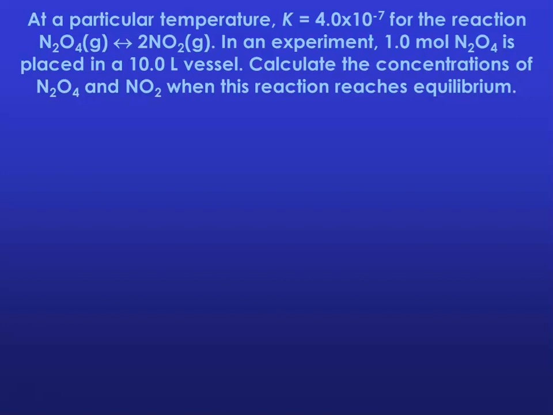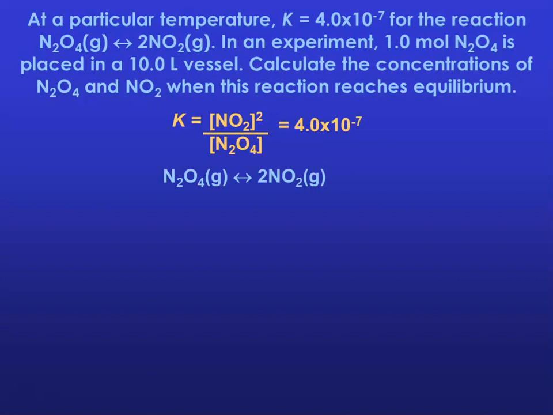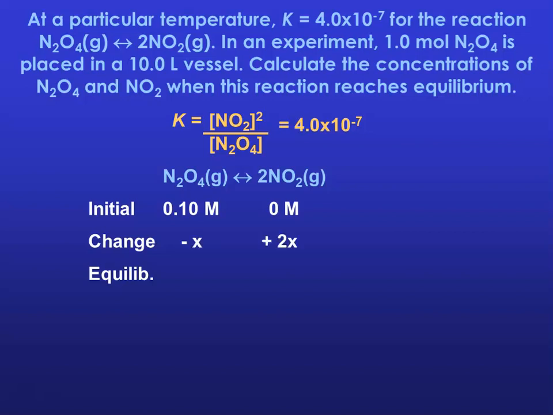So I've got my balanced equation, I can write my K expression, I can set up my ICE chart. Again, moles divided by volume gives me molarity. So 0.1 for the N2O4. I had no information about NO2. I know because I have no products, the reaction is going to have to shift in that direction, which means N2O4 is going to decrease and NO2 is going to increase by a factor of 2x.